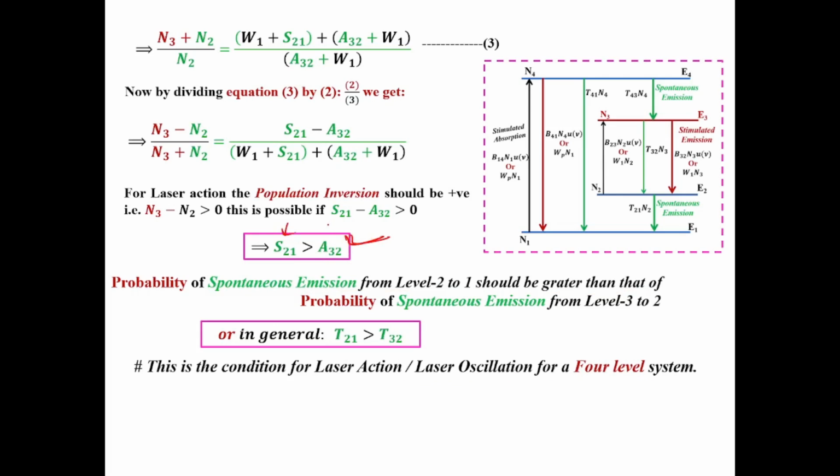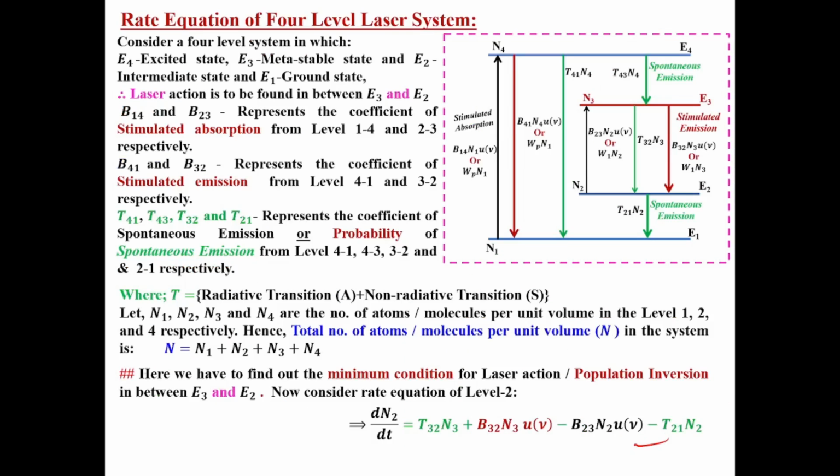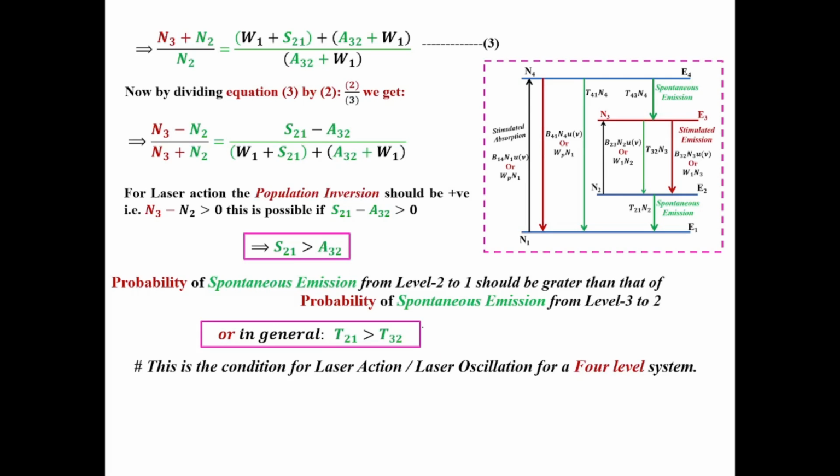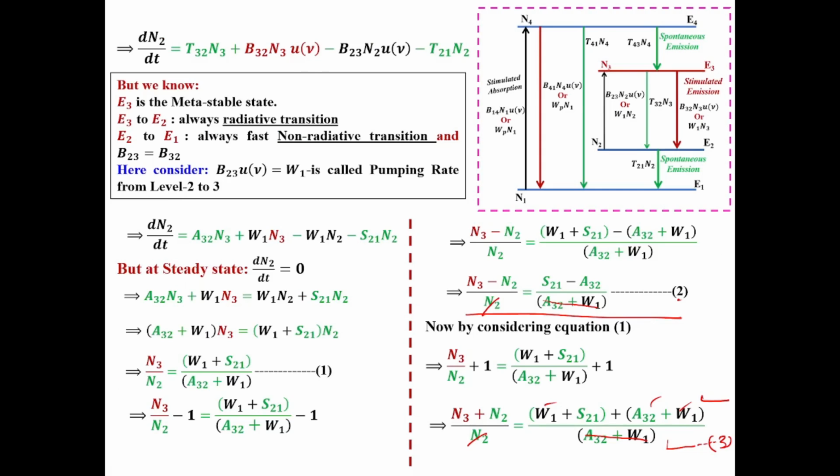Both are spontaneous emission. So in general, what can we write? We can write T21 should be greater than T32 if we expect laser action or laser oscillation for a 4-level system. This is the derivation for the rate equation of the 4-level laser system. Here we got the condition. What is the condition for getting laser oscillation or laser action in a 4-level laser system? If this question is asked in your exam, it will carry 3 to 5 marks. You can omit the mathematical steps, but this much is enough for 4 to 5 marks.